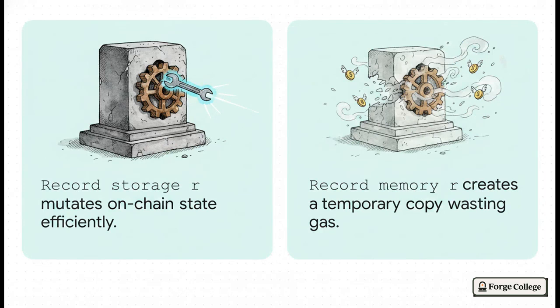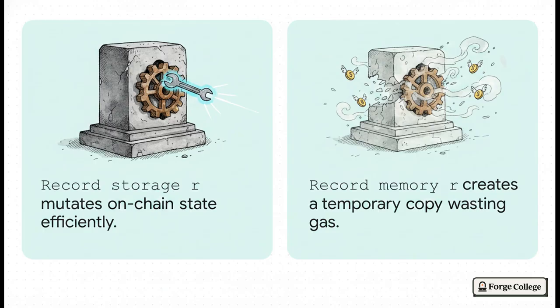Let's actually view this comparison side by side to really drive the point home. On the left, we have record storage R. This gives you a direct, live pointer to the on-chain state. When you update r.balance, you are directly mutating the blockchain. It's highly gas efficient because you only write to the specific storage slot that changed, leaving absolutely everything else untouched.